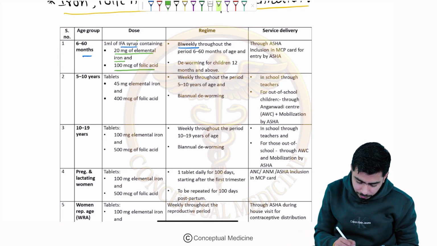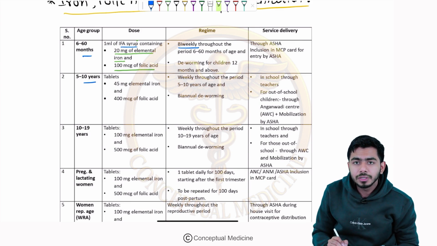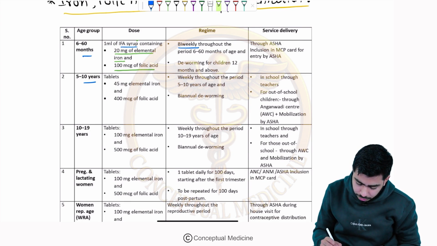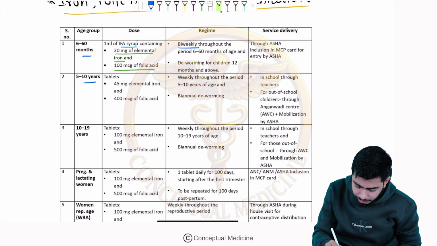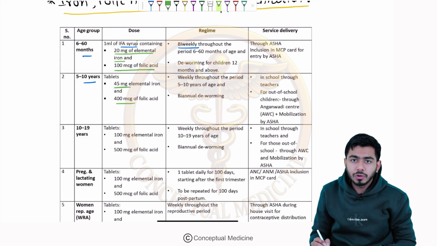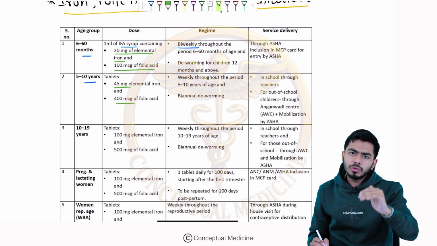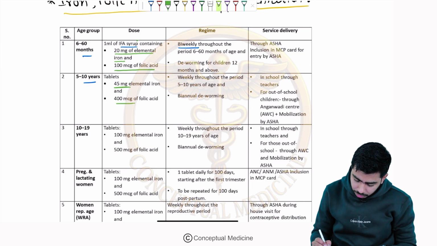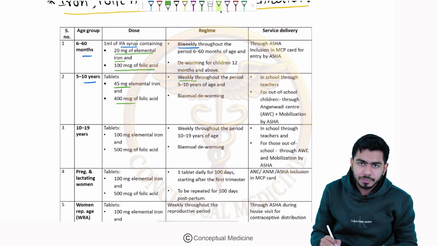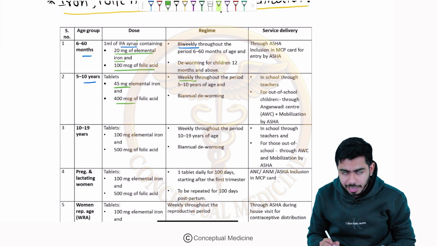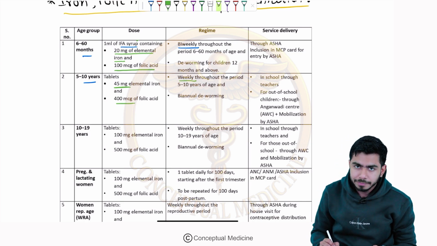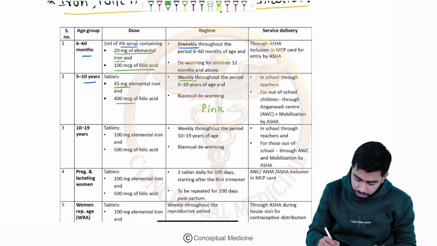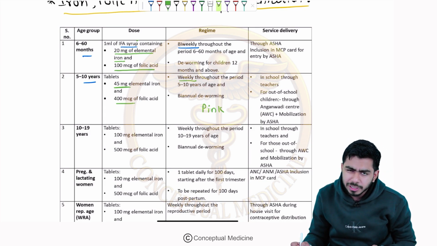Now for 5 to 10 years of age, we are giving the tablet. Now from the syrup we are coming to the tablet. These tablets have a dose of 45 milligrams of elemental iron and 400 micrograms of folic acid. Now we are increasing because the age is increasing. Here we will be giving that weekly. Syrup we were giving bi-weekly, but here we are giving this tablet weekly. This is usually the pink tablet, and the syrup is usually colorless.